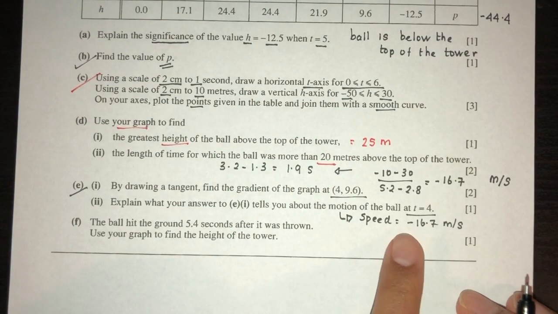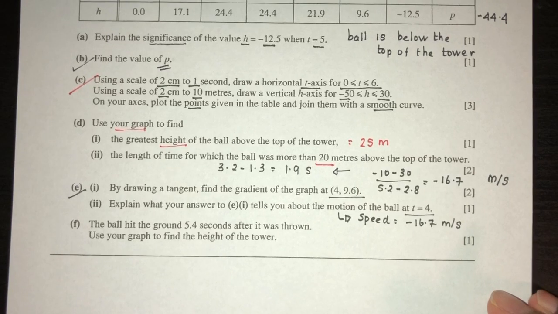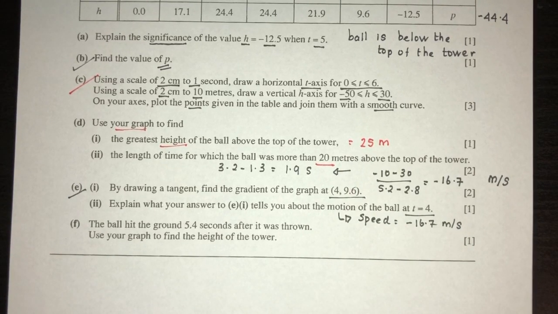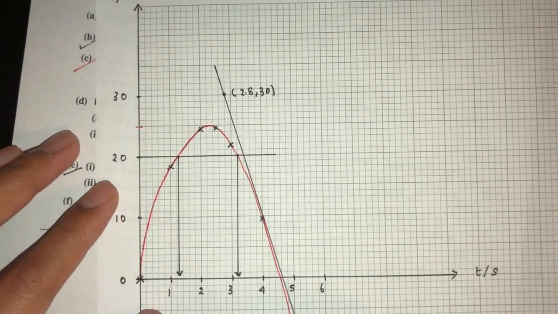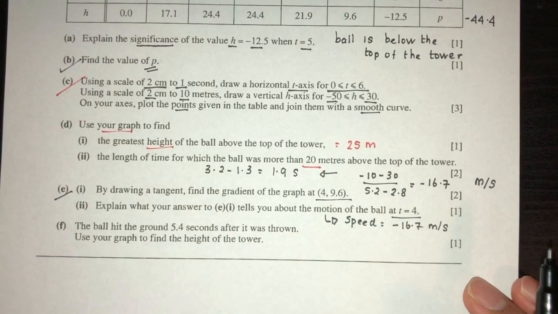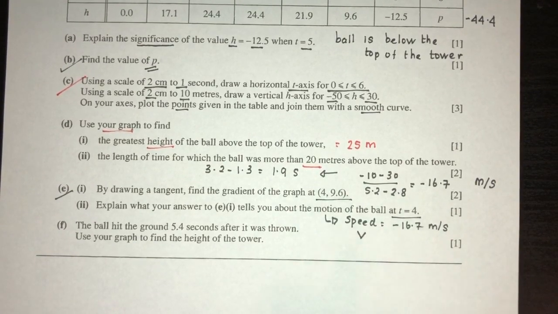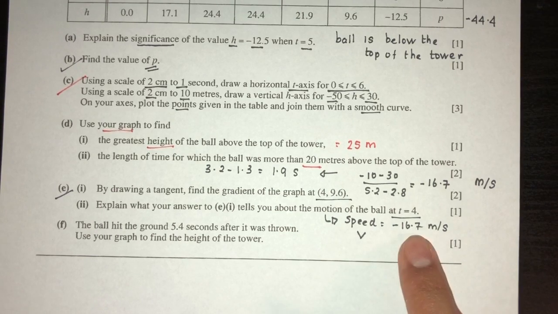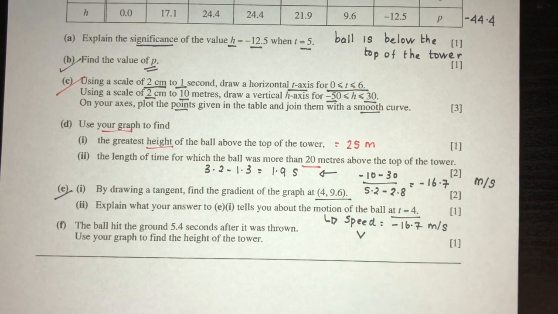Because we are also accounting for direction, that will be called a velocity. So whenever it is minus, it means the direction is going down, because as I've explained before, when your ball is going up, we call this the positive direction. Going down will be the negative direction. So instead of speed, this will be called your velocity. It will be minus 16.7, meaning it is going down at this speed, at this velocity, right? This is what it means.